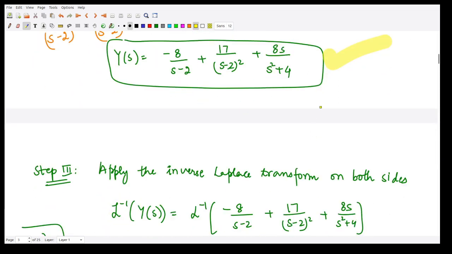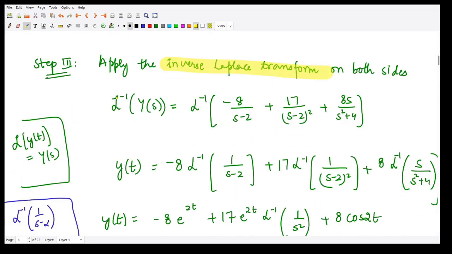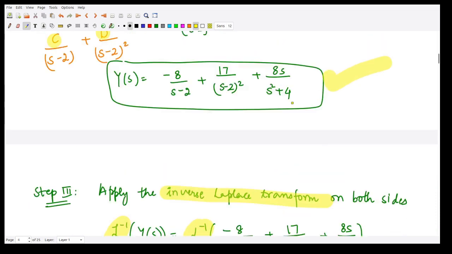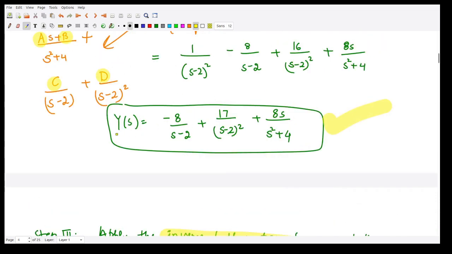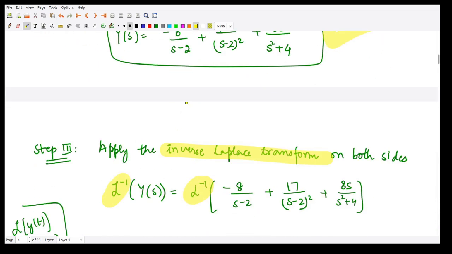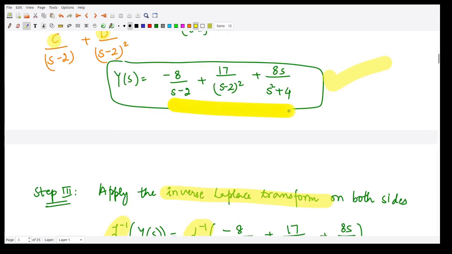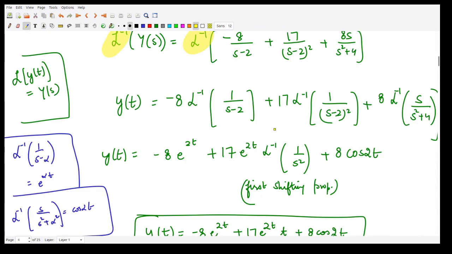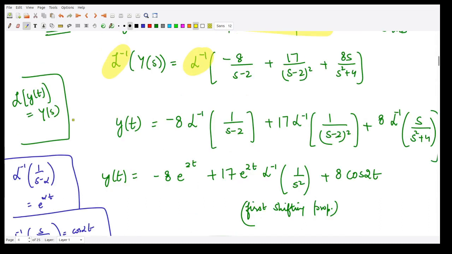Now we will move on to our third step, which is the application of the inverse Laplace transform on both sides. So we'll apply this inverse Laplace transform operator on both sides of our given expression. You will have the Laplace inverse of capital Y of s and the Laplace inverse of this whole quantity over here. Now we have defined the Laplace transform of y of t as capital Y of s.